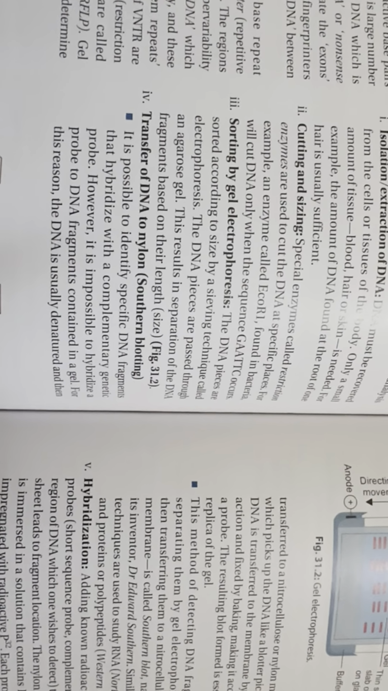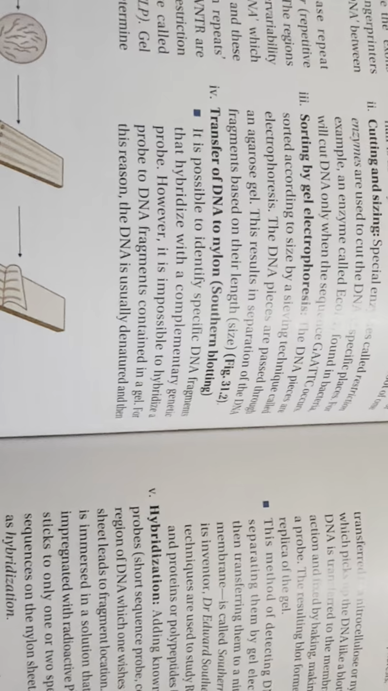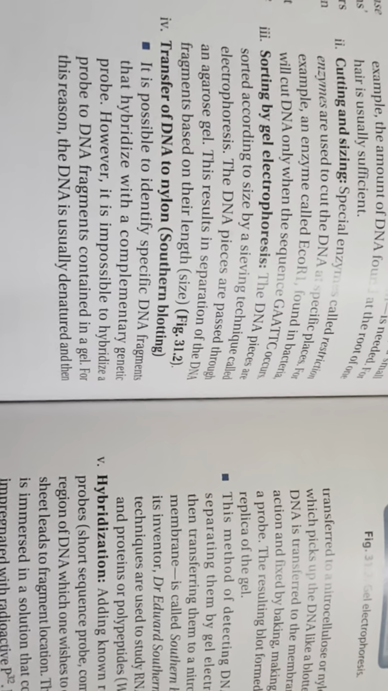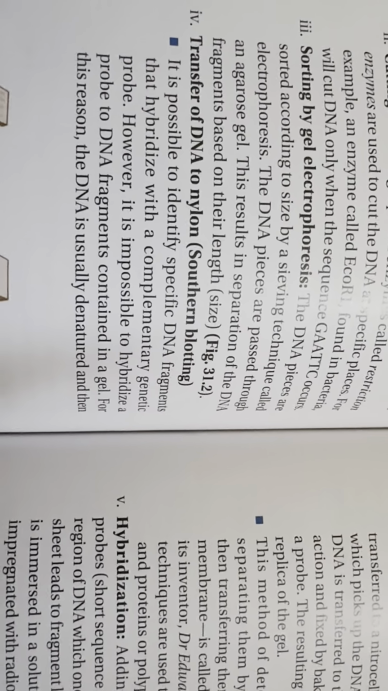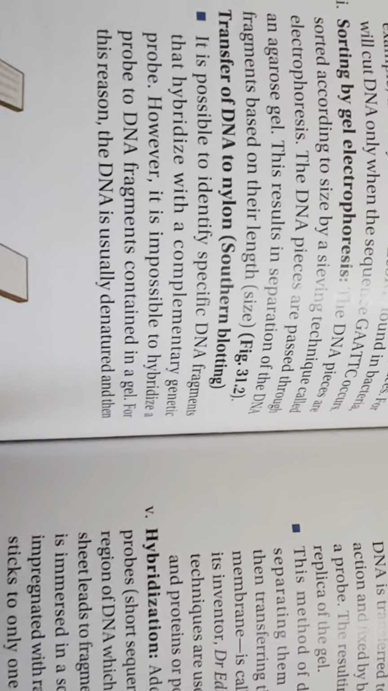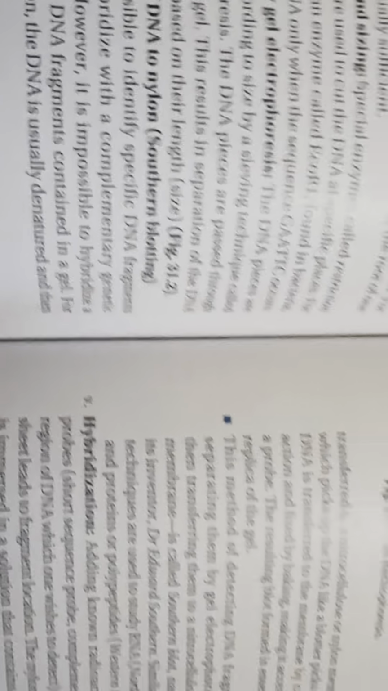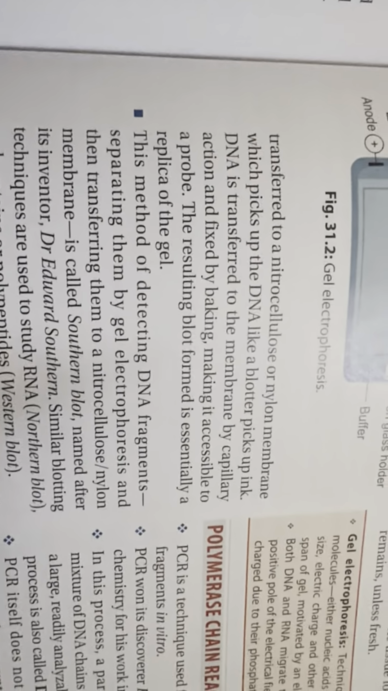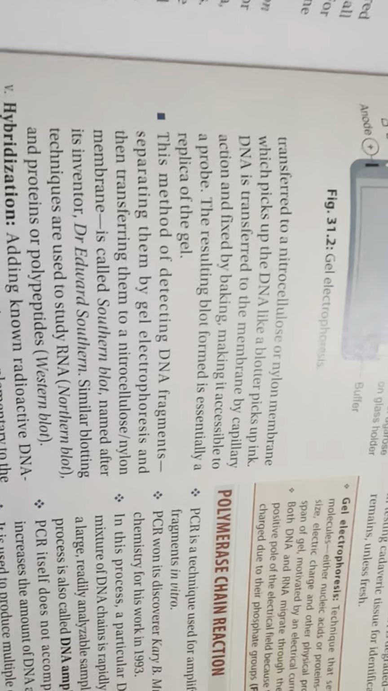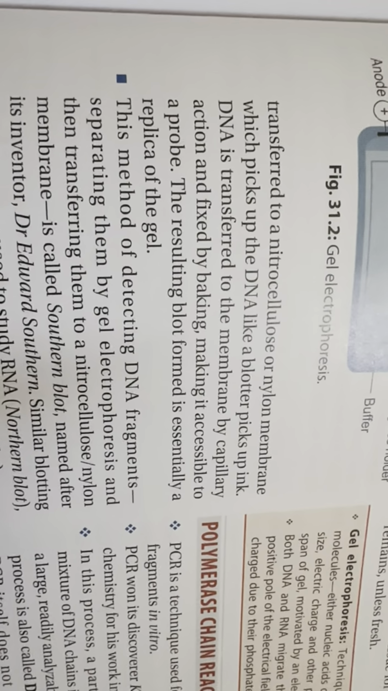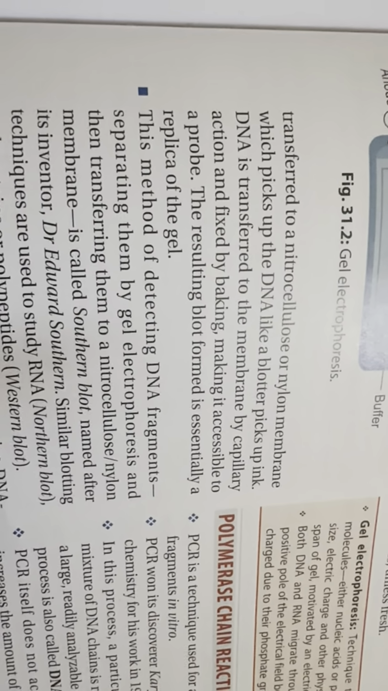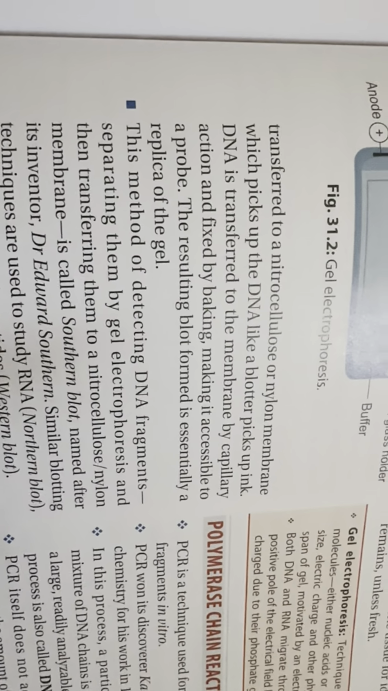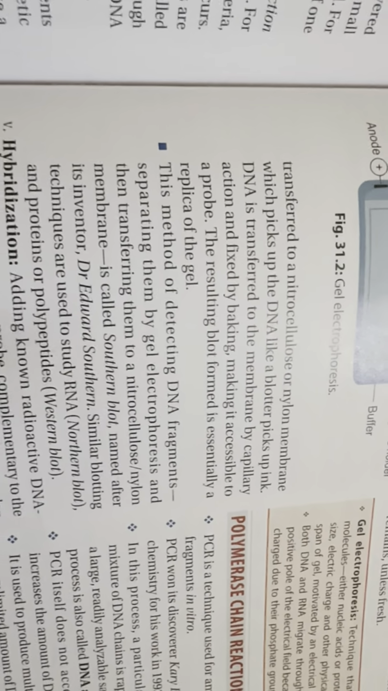Transfer of DNA to nylon: Southern blotting. It is possible to identify a specific DNA fragment that hybridizes with a complementary genetic probe. However, it is impossible to hybridize a probe to DNA fragments contained in a gel. For this reason, DNA is usually denatured and then transferred to a nitrocellulose or nylon membrane, which picks up the DNA like a blotter paper picks up ink. DNA is transferred to the membrane by capillary action and fixed by baking, making it accessible to a probe. The resulting form is essentially a replica of the gel.